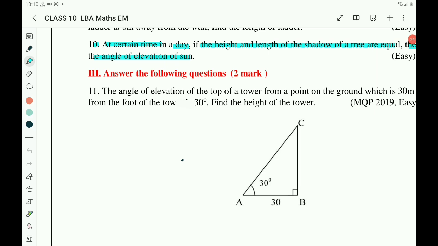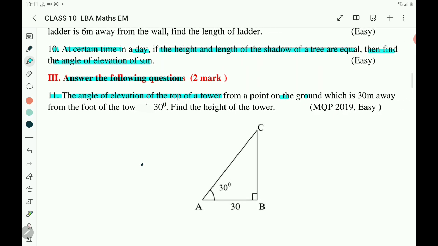Now third main 2 marks question. Answer the following questions. 11th question. First 2 marks question. What is that question? The angle of elevation of the top of tower from a point on the ground which is 30 meter away from the foot of the tower is 30 degree. Find the height of the tower.